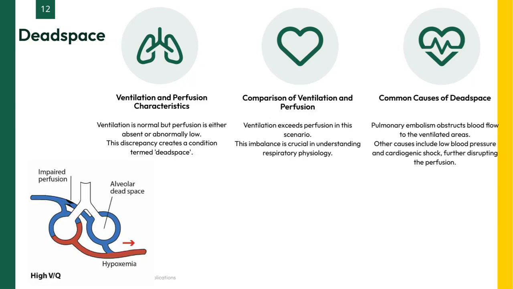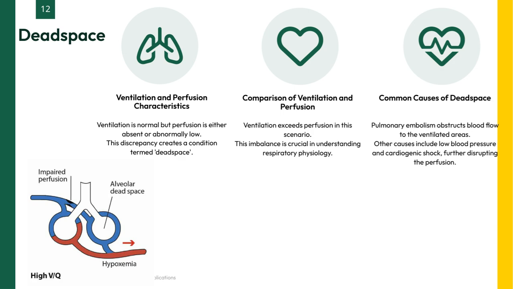Here, we're looking at a concept called dead space. This occurs when ventilation, or the air reaching the lungs, is normal, but perfusion, which is the blood flow to those areas, is either absent or significantly reduced. Essentially, air is getting into the lungs, but there's not enough blood flow to pick up the oxygen. This mismatch between ventilation and perfusion is what defines dead space. In this situation, ventilation actually exceeds perfusion, meaning there's more air than blood available for gas exchange. Understanding this imbalance is key because it helps explain why oxygen delivery to the body might be compromised even though the lungs seem to be functioning well in terms of airflow.